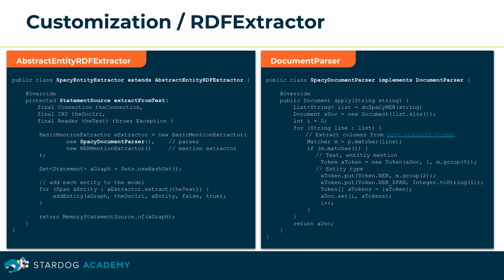The overall process of entity extraction and linking can be customized at any individual phase of document parsing, mention processing, candidate generation, feature generation, candidate ranking, and selection. The example document parser on the right is responsible for extracting tokens along with their type from the BRAT annotation format retrieved from an external spaCy-based entity processor.